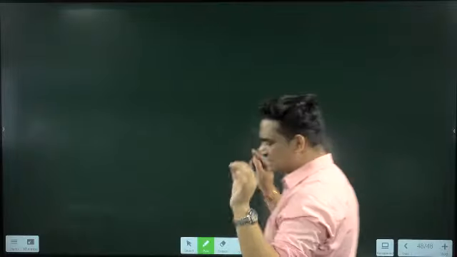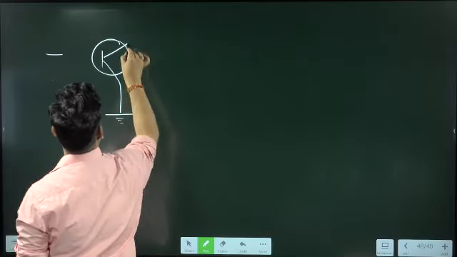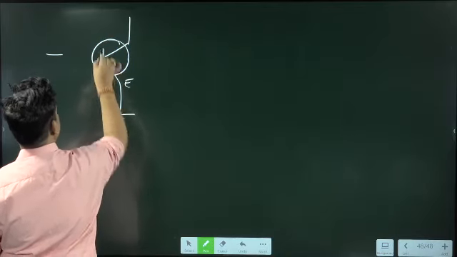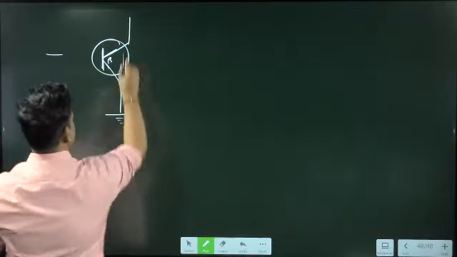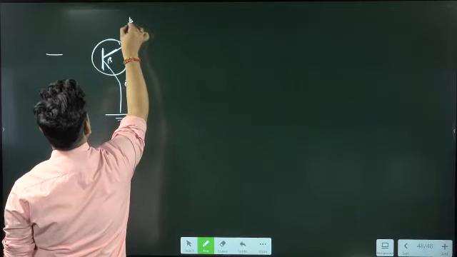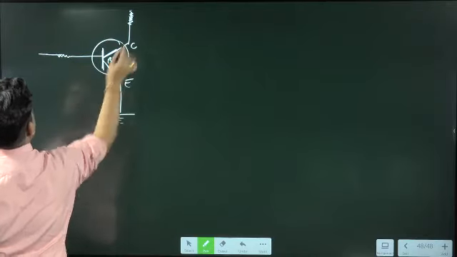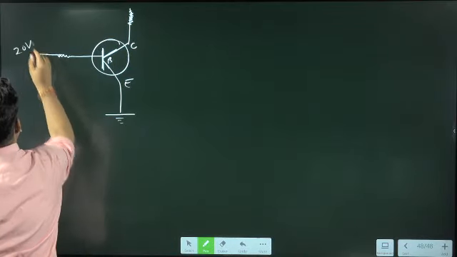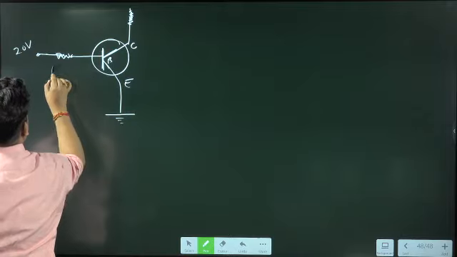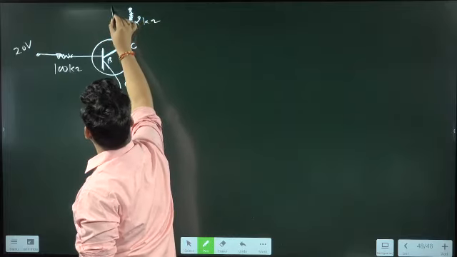Now, the next questions are transistor circuit based questions. Circuit based questions will be like this. This is the representation of a transistor. This is the E. This straight line is always B. And this is the C. Here this is the base resistance, and this is the collector resistance. Here I am saying this is 20 volt, and suppose this is 100 kilo ohm. This is 2 kilo ohm, and this is also suppose 10 volt.